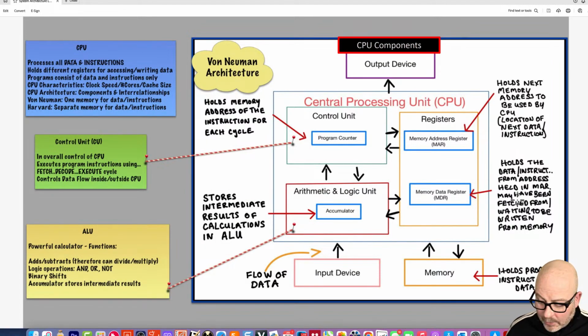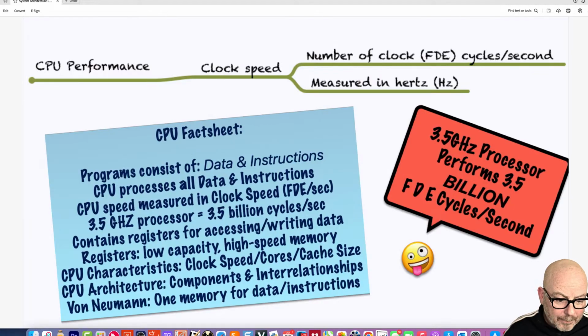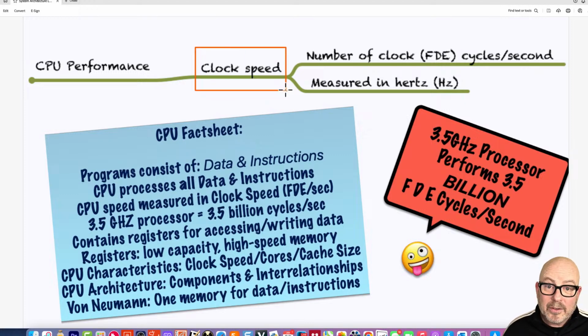What I want to get onto now is the next chunk, which is just some facts that you need to know, and we'll jump into clock speed. They love asking about clock speed. So the first thing to say is that a CPU has something called a clock, and the clock governs the speed at which the FDE cycles are done, and it's measured in fetch, decode, execute cycles, which is quite a mouthful, per second. That's what clock speed is.